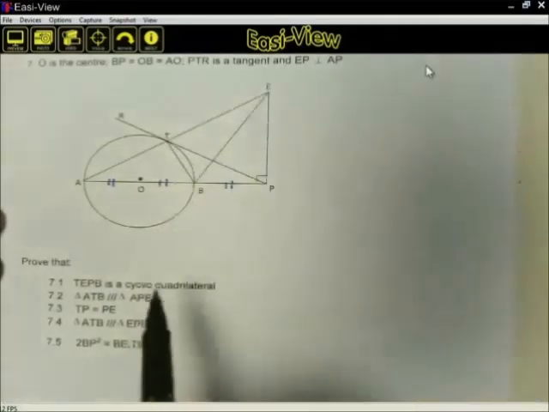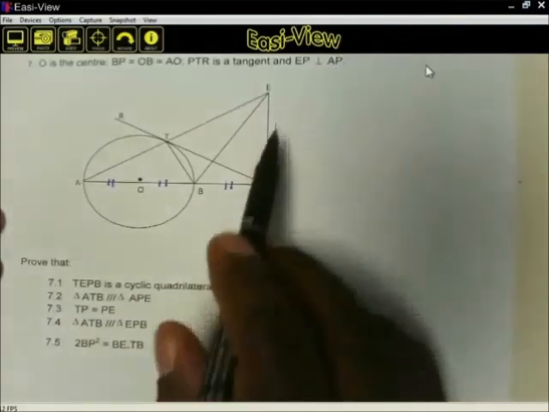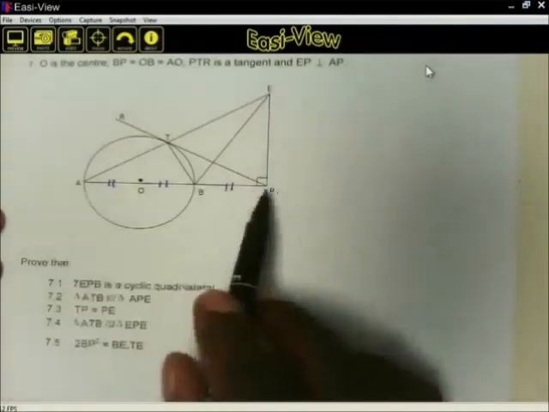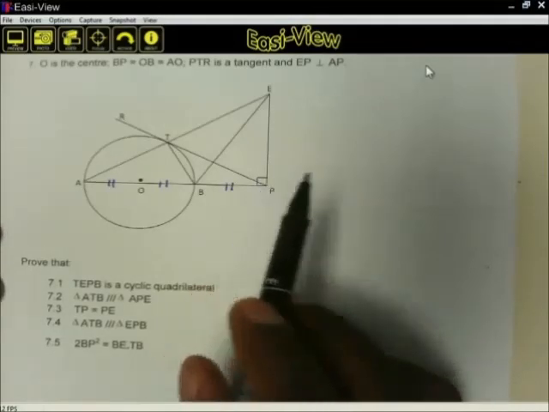PTR is a tangent. PTR, this line is a tangent. Then you think of the tan-cot theorem. EP perpendicular to AP. Here is this EP perpendicular to AP. Here is 90 degrees here. Let's go to the first question.